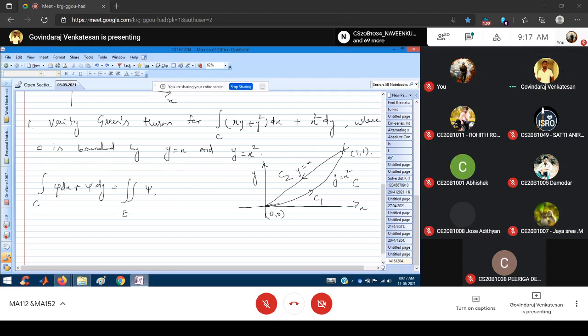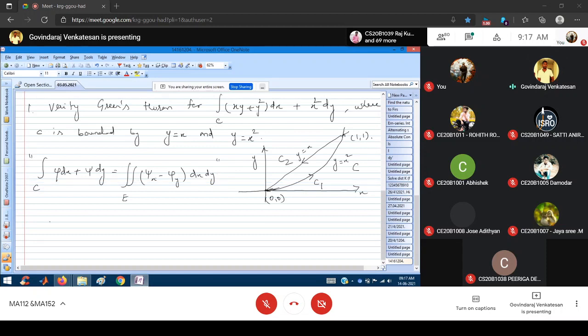Psi x minus phi y into dx into dy. Okay, so this is the statement of Green's theorem. We have to verify this theorem. That means we have to show the left hand side is equal to the right hand side.